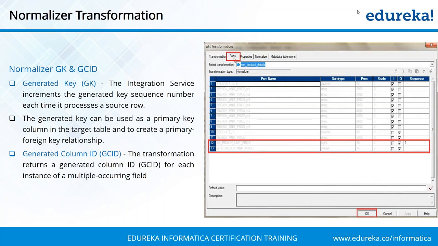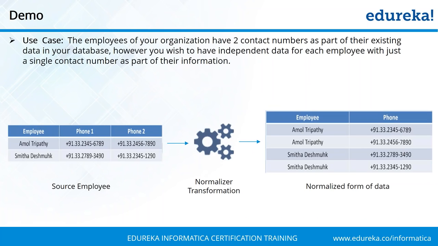Alright. So now let's move ahead and look at a use case that involves normalizer transformation. Now we all have 2 contact numbers these days. So similarly in my employee database, each of my employees has 2 contact numbers. One is his official and the second is his personal. Now I need to update my employee database in such a way that each employee has only one contact number with his corresponding field. So using a normalizer transformation, we can achieve this.